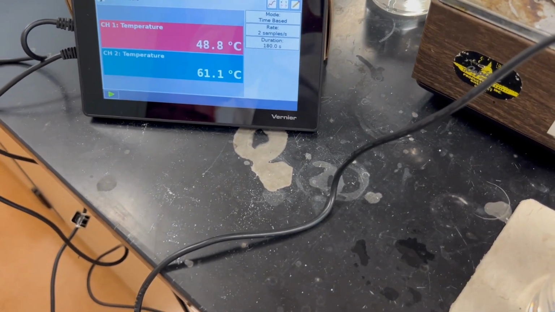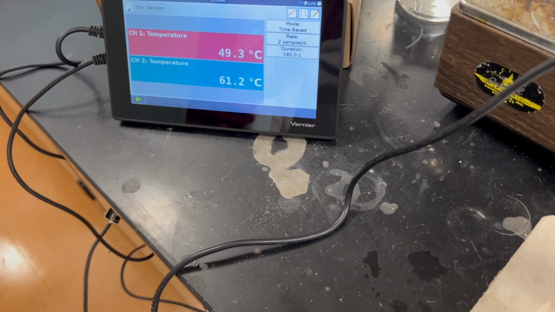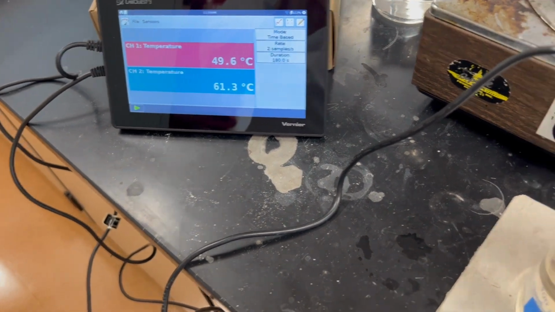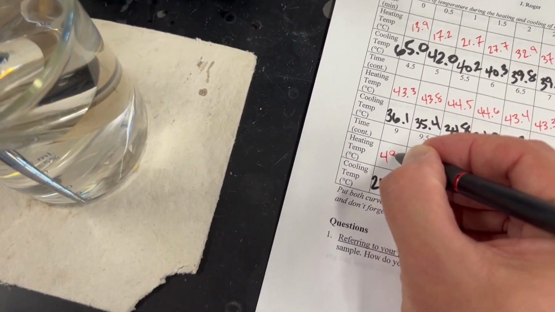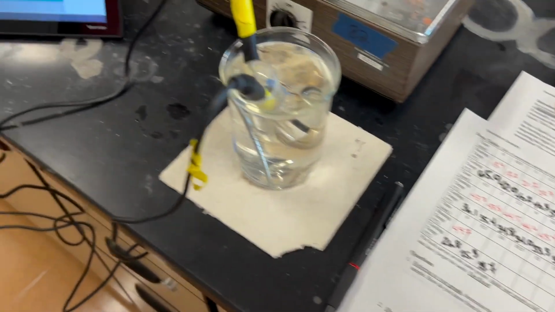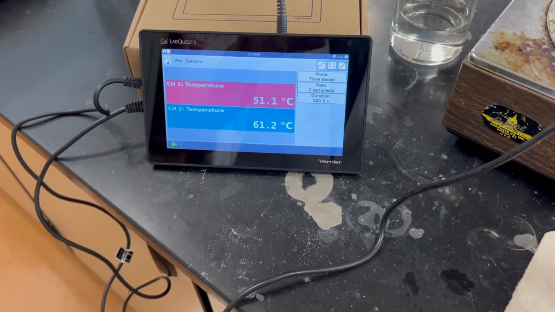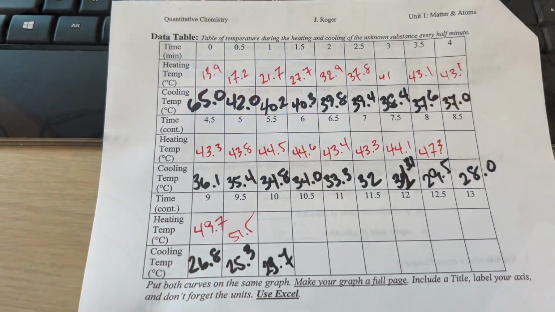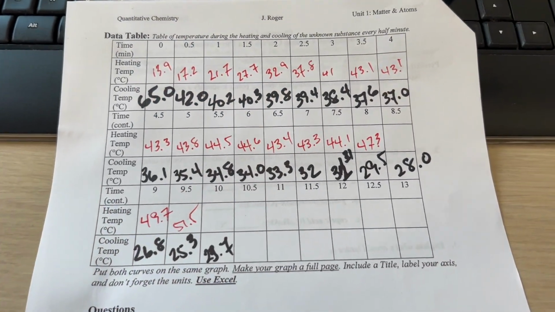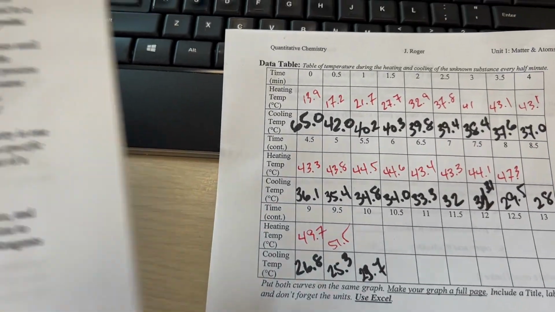Yep, we're definitely going up. 49.7. Looks like we'll be taking one more measurement. Yep, we are already past 50.